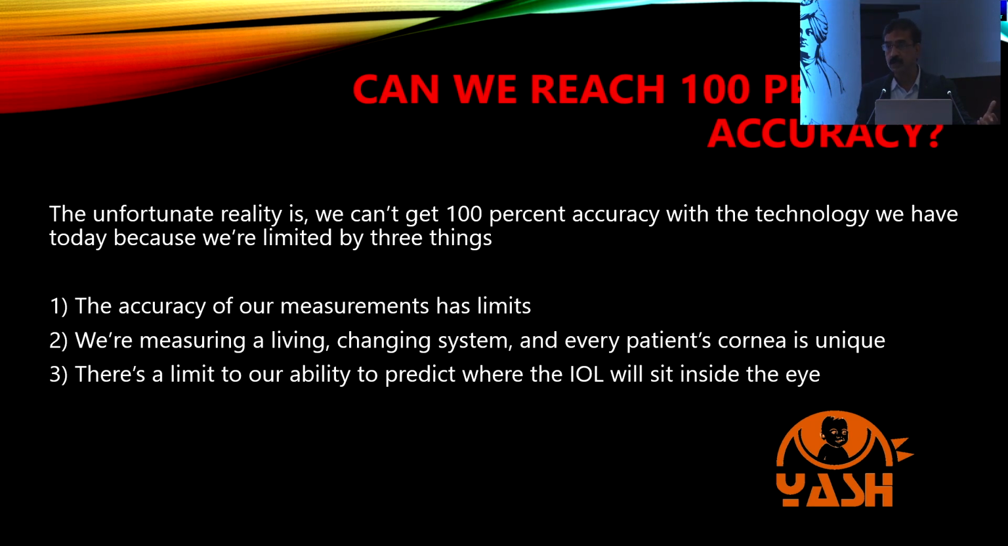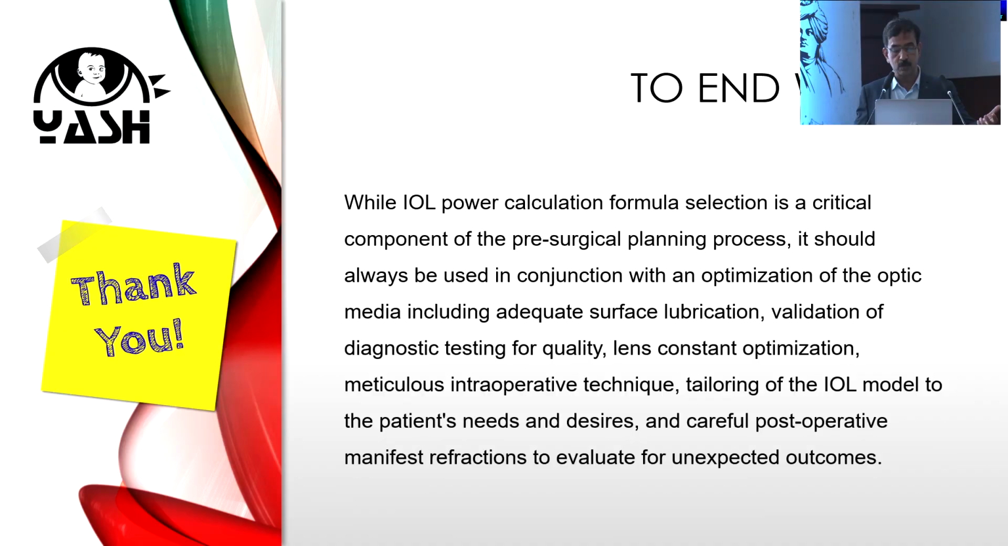So accuracy within 0.5 diopter is also supposed to be a gold standard. At the end we can say that though with an IOL calculation formula we have an accurate power, there are so many factors in giving perfect toric outcomes. Thank you.